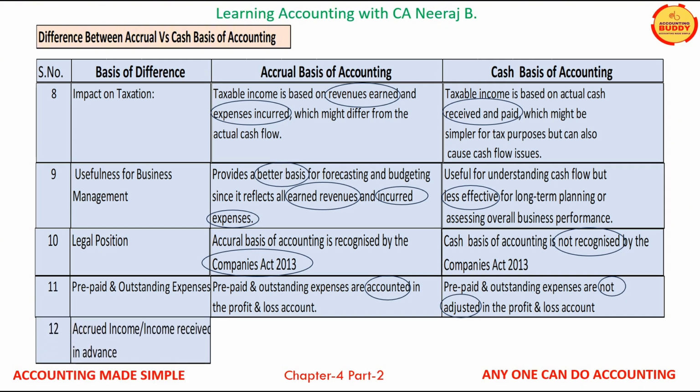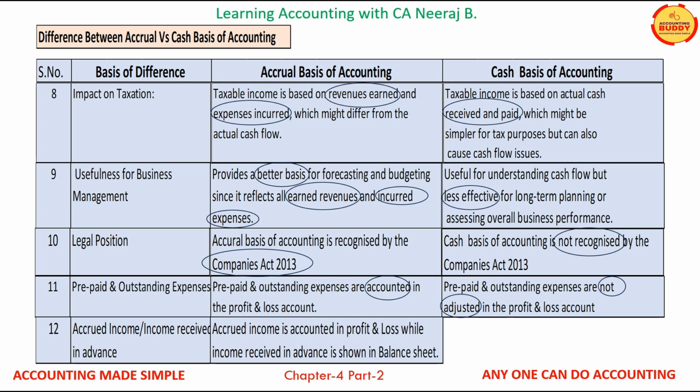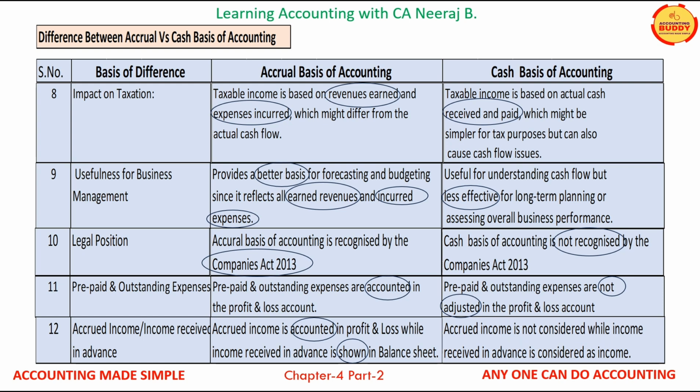Number 12, accrued income and income received in advance. Accrued income is accounted in profit and loss account, while income received in advance is shown in the balance sheet under accrual basis of accounting. While under cash basis of accounting, accrued income is not considered, while the income received in advance is considered as the income.